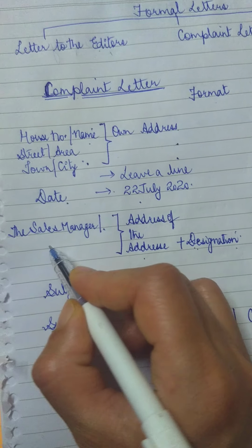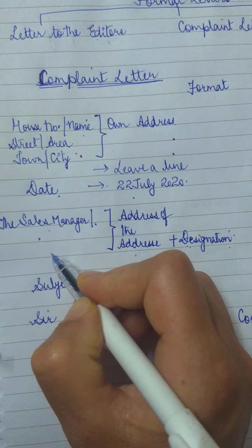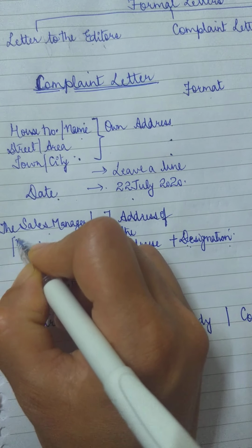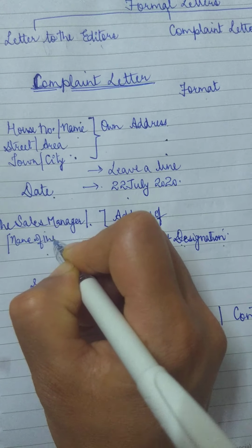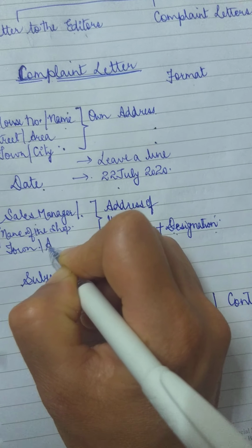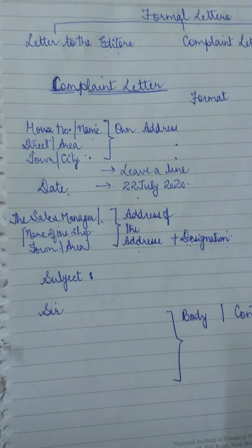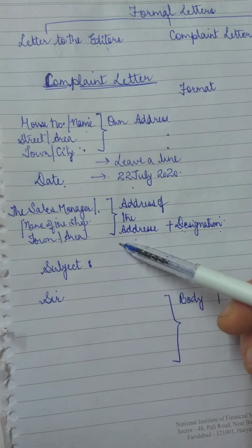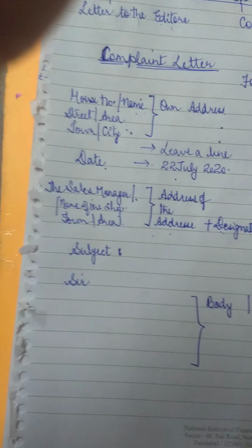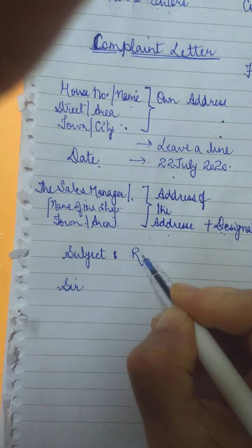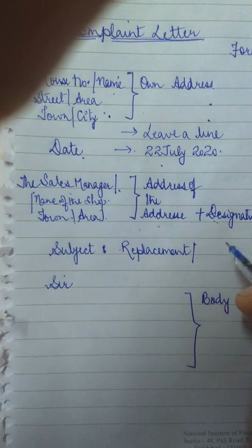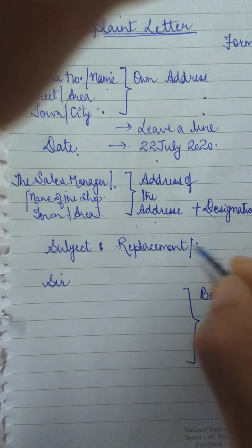After that, the second line, you write down the address that will also be given to you. The address of the addressee, maybe the name of the shop, and the town or the area. Fine. After that, you leave another line and you move on to the subject, wherein you are writing down replacement. Either the subject will be that you are asking for a replacement, or you are asking for fixing it up, okay, repairing.